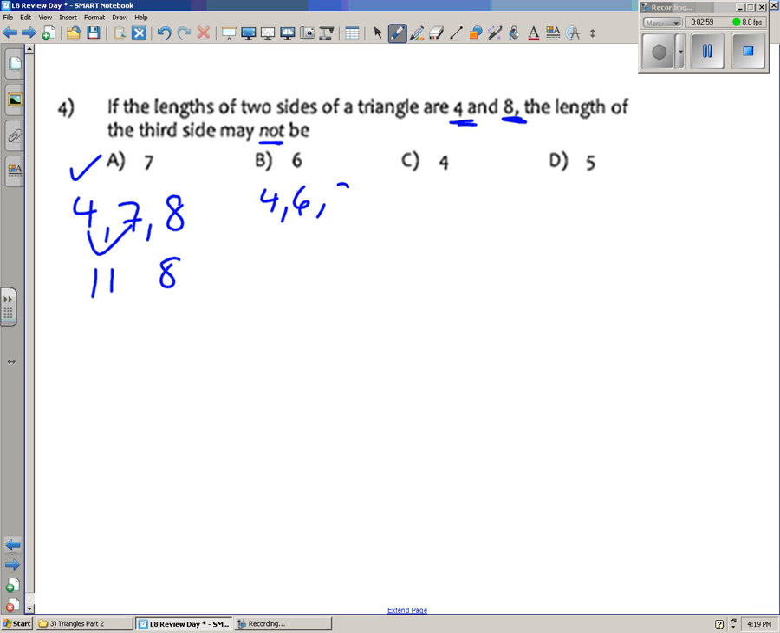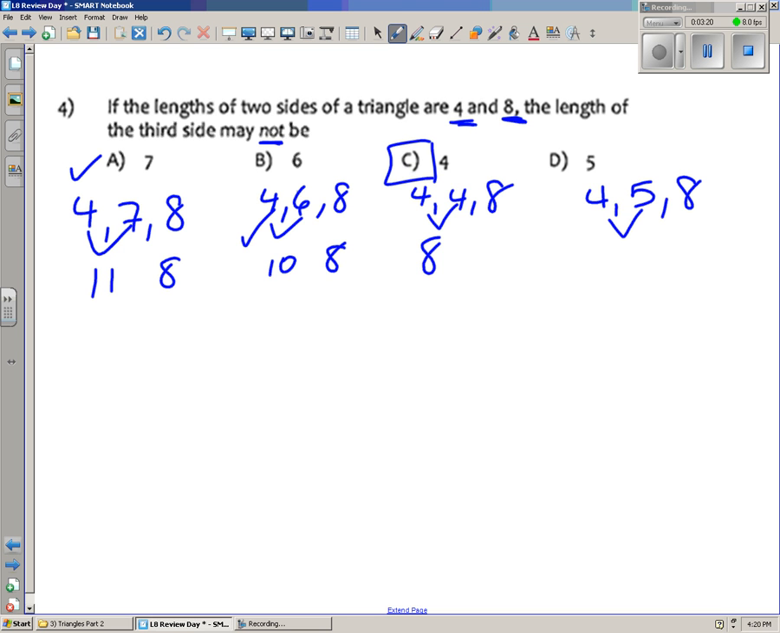4, 6, 8. Notice I'm keeping the 4 and the 8, and I'm putting the 6 in there. 4 plus 6 is 10. That's bigger than 8, so that's good. That's not the answer. 4, 4, 8. 4 plus 4 is 8. Uh-oh, 8 isn't bigger than 8. That can't work. And just for the sake of making sure this is correct, 4 plus 5 is 9. 9 is bigger than 8. That works. Not the answer. So the final answer is choice C.